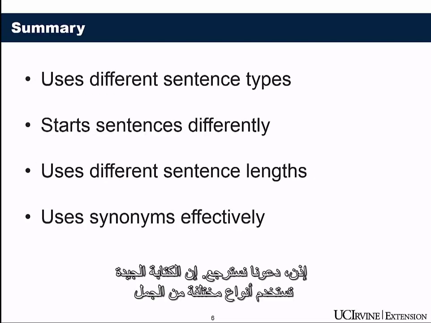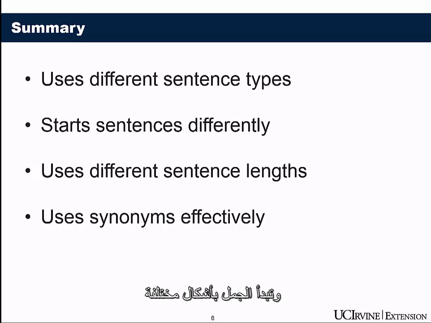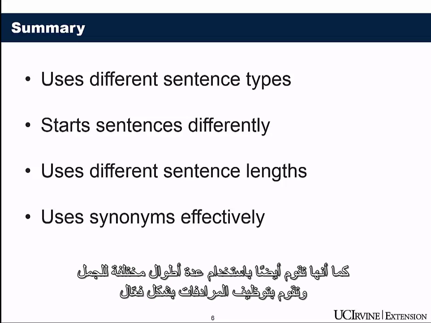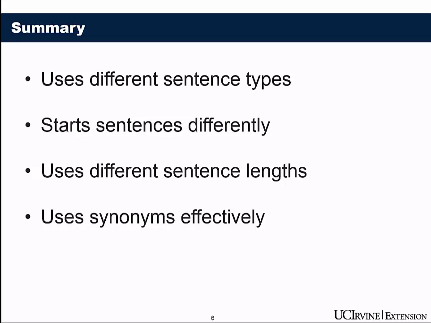So just to review, good writing uses different sentence types, starts sentences differently, uses different sentence lengths, and uses synonyms effectively. If you remember those 4 things, you should be able to create a better writing style.